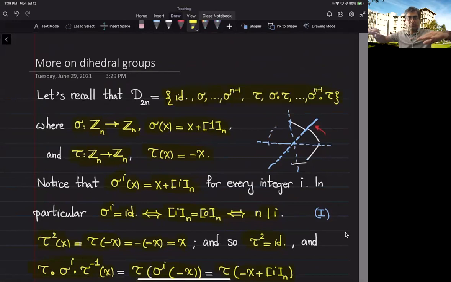You can list all the elements and try to understand what the multiplication table looks like for some specific n as a good exercise. I would suggest that you do it, let's say for n equals 3, and try to find out what kind of multiplication table you end up getting.